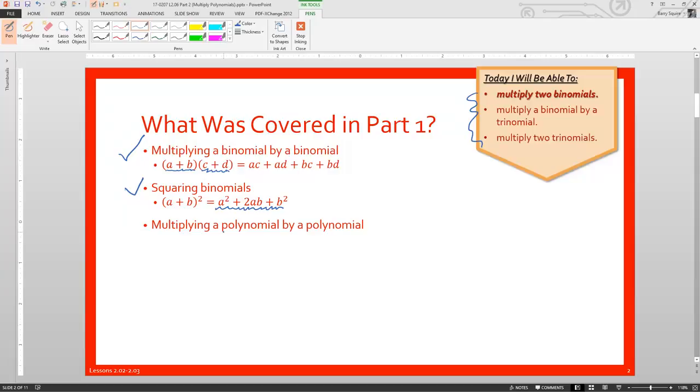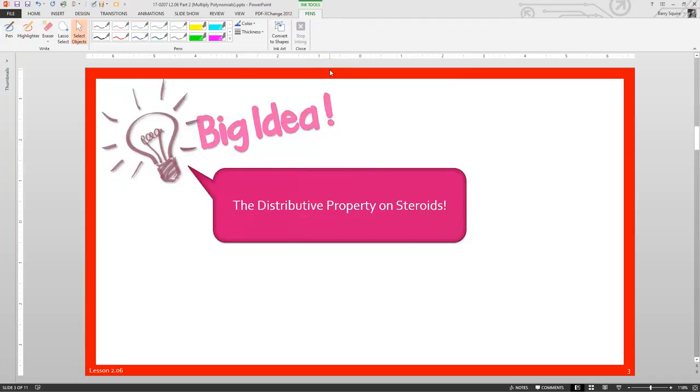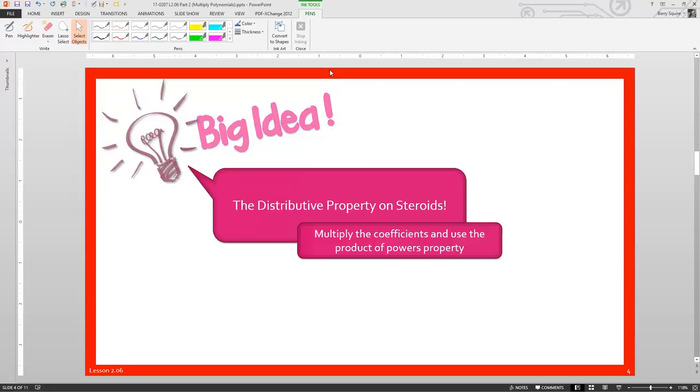What we started to do was talk about multiplying a polynomial by a polynomial. I know the objective said we were going to work on multiplying two trinomials, but I think we're just going to generalize a little bit more and look at multiplying a polynomial by a polynomial. As I mentioned, all this polynomial multiplication is just a super use of the distributive property, the distributive property on steroids. Probably not politically correct, but the idea is always the same. It always comes down to monomial times monomial, where we multiply the coefficients and then use the product of powers property.